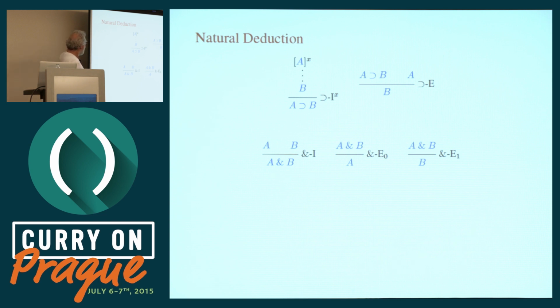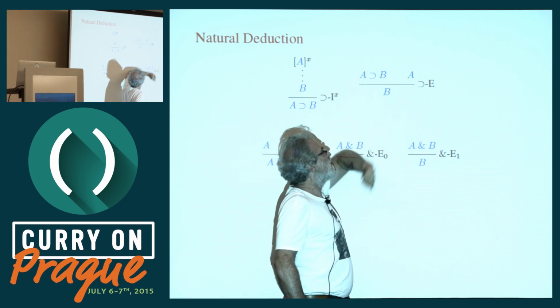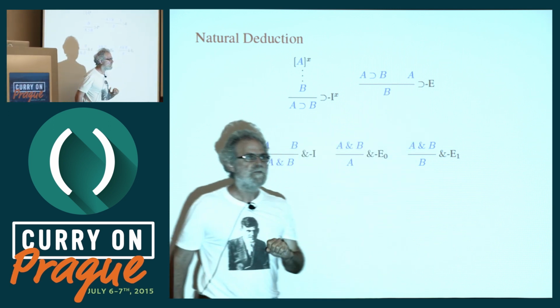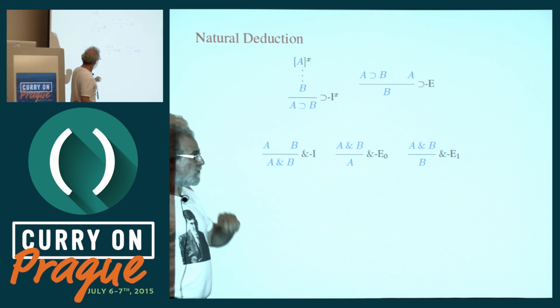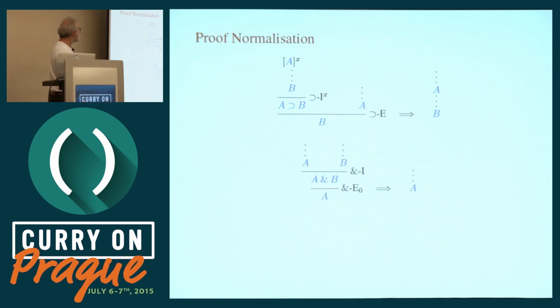These are his rules. And the key thing he worked out is that the rules come in pairs. So you have an introduction rule, which is called that because it has A implies B below the line. This says if assuming A, you can prove B, then you can conclude A implies B. And this is modus ponens. It says if you have a proof that A implies B, and you have a proof of A, you can conclude B. Similarly for conjunction.